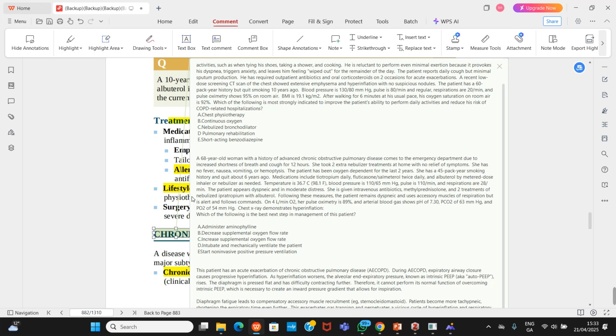On 4 liters of oxygen, pulse oximetry is 89, and arterial blood gas shows pH of 7.3, PCO2 of 63, PO2 of 54, and chest X-ray shows hyperinflation. Which of the following is the best next step in the management of this patient?